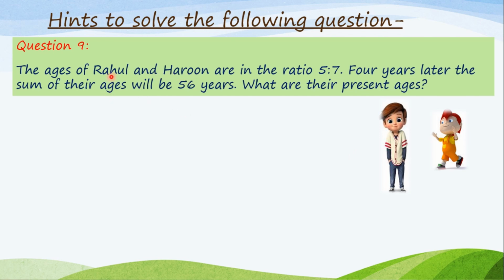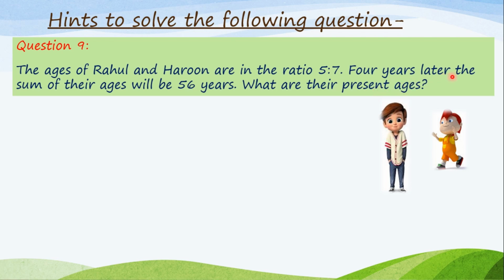From this, you can see that there are two children, Rahul and Haroon. Can you guess who is Rahul? Who is Haroon? Yes, your guess is correct because Haroon has ratio 7 and Rahul has ratio 5. So that means Rahul is younger and Haroon is elder. So he is Rahul and he is Haroon. You will take their ages as 5x and 7x.